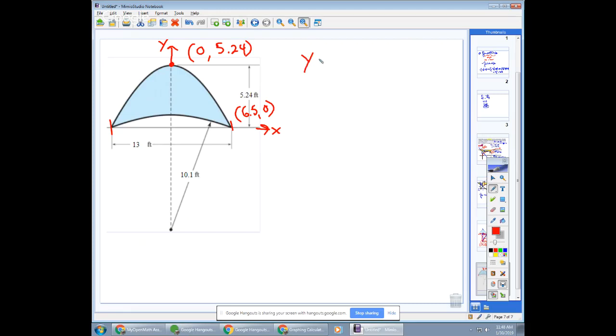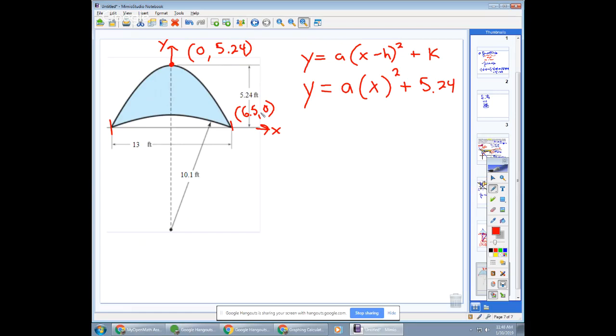So I'm going to use the vertex form of a parabola, which is y equals a times (x minus h) squared plus k. Does that look familiar? Yeah, it's when you do the shifts. This is just a parabola that shifted and flipped. So we'll use this information to fill in the blanks. What do we know so far? We know that y is equal to some number a times x squared, since h is 0 here, plus k, which is 5.24.